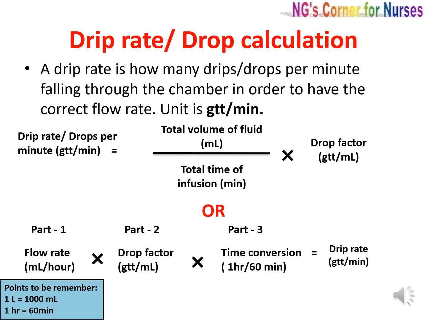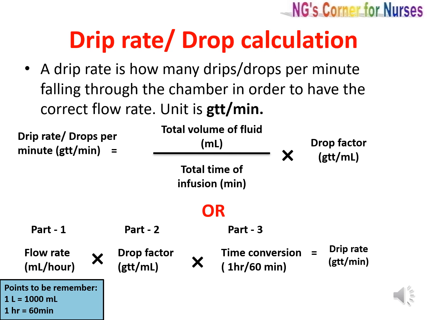The first formula: the drip rate equals the total volume of fluid in ml divided by the total time of infusion in minutes, and this is multiplied by the drop factor, that is the drops per ml, the drop factor of that particular infusion set.